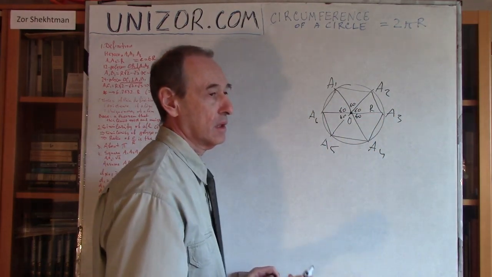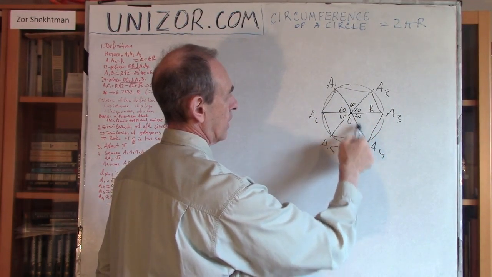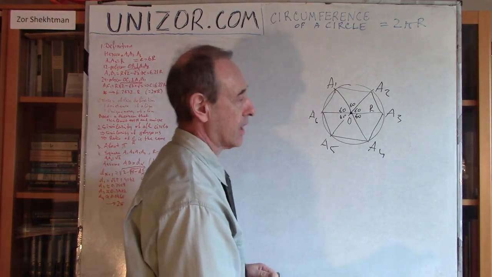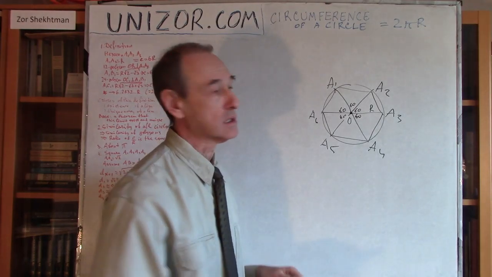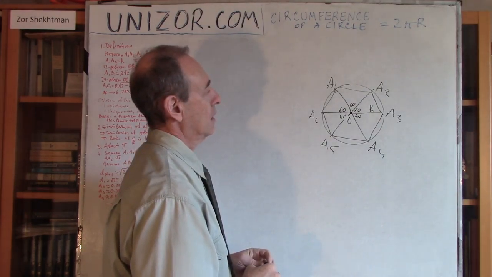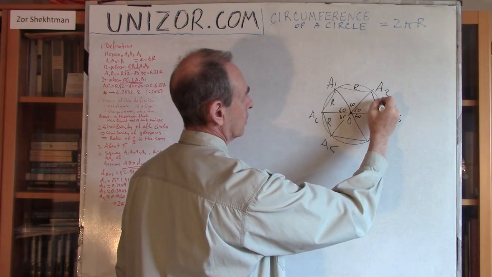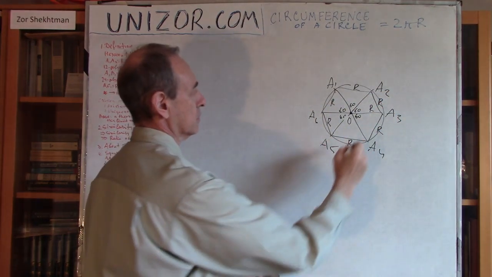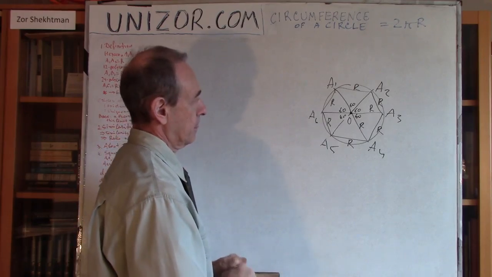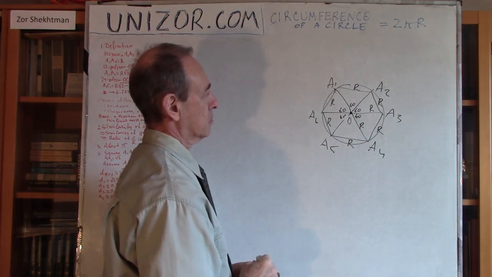Now, we have here a regular hexagon. Why is it regular? Obviously, each radius is equal to r, so each triangle is isosceles, because these are two radii, and the angle at the top is 60 degrees, so the other two angles are also 60, right? So it's an equilateral triangle. And therefore all sides of this hexagon are equal to r, as well as the radius.